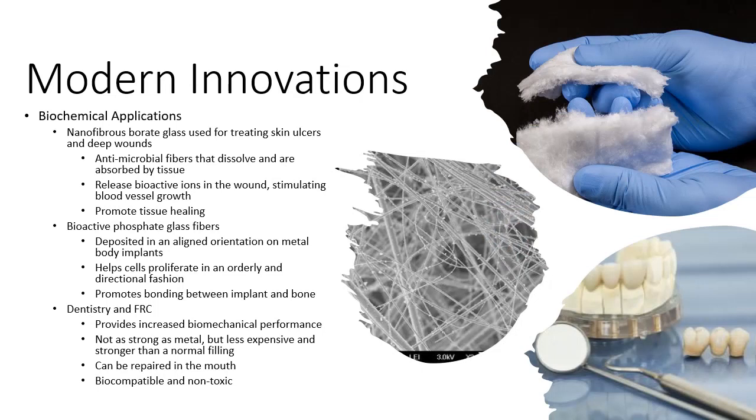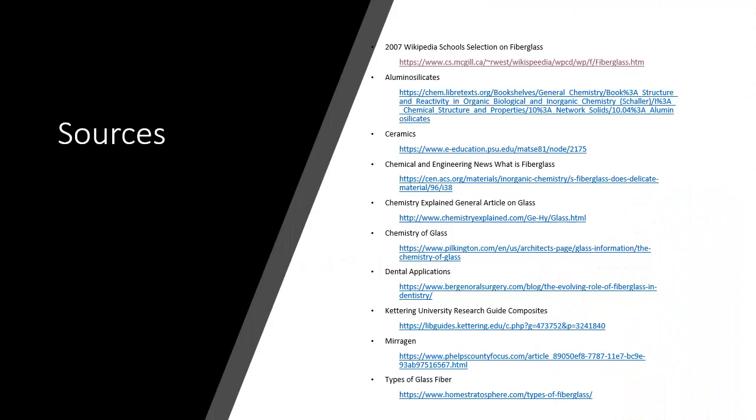Now we'll look at certain modern innovations that scientists have come up with using this fiberglass technology. First, we see that nanofibrous borate glass is used for treating skin ulcers and deep wounds. We also have bioactive phosphate glass fibers that help cells proliferate in an orderly and directional fashion and promotes bonding between implants and bone. We've also seen a rise in fiberglass reinforced composites in dentistry, which provides increased biomechanical performance. They can be repaired in the mouth and are biocompatible and non-toxic.